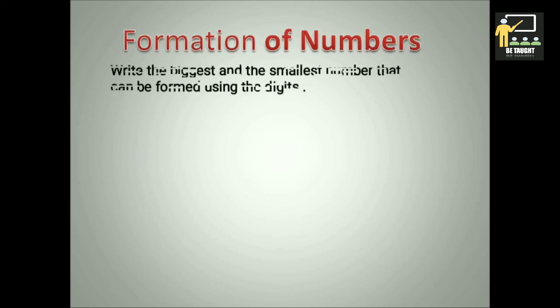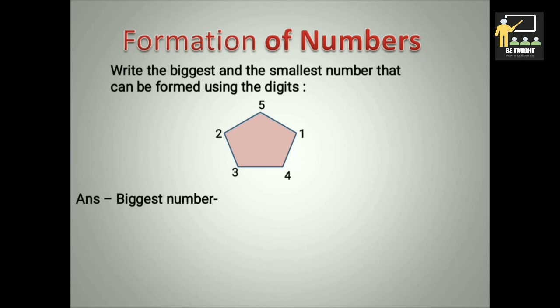Formation of numbers. Write the biggest and smallest number that can be formed using the digits. Now again a few digits are given to us and keeping these digits in mind we have to form the biggest number. So here 5 is the biggest digit, then the next biggest is 4, then 3, then 2, then 1. So our number will be 54,321. For the smallest number you have to start from the smallest digit, that is 1, then 2, 3, 4, 5. So 12,345.